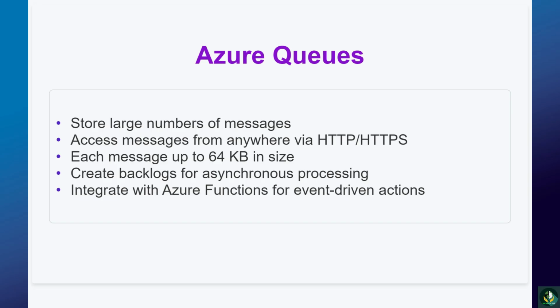A common use case for Azure Queue Storage is creating a backlog of work to be processed asynchronously. This pattern is particularly useful in scenarios where you need to defer processing to a later time or distribute work across multiple worker processes. For example, in a web application, you might use a queue to handle time-consuming tasks that don't need to be completed during the user's request-response cycle, improving the responsiveness of your application.